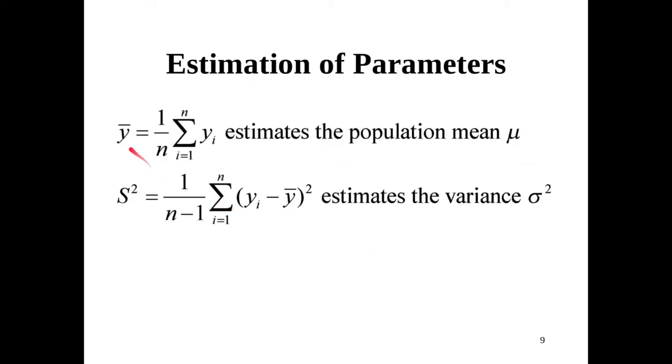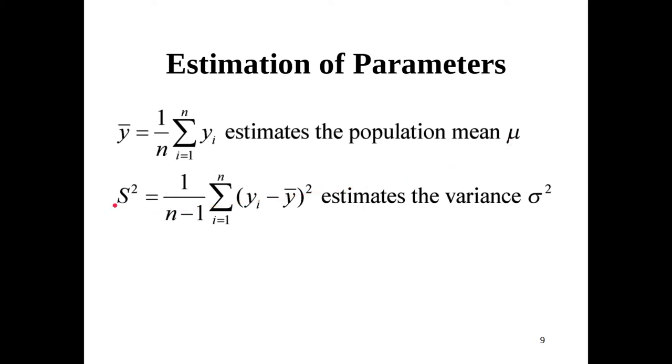Then y bar, as I said, we have the tension bond strength of each of the 10 samples. We can add them and divide by the number of samples. That will give us the sample average y bar, and that will be the estimation of the population mean mu.